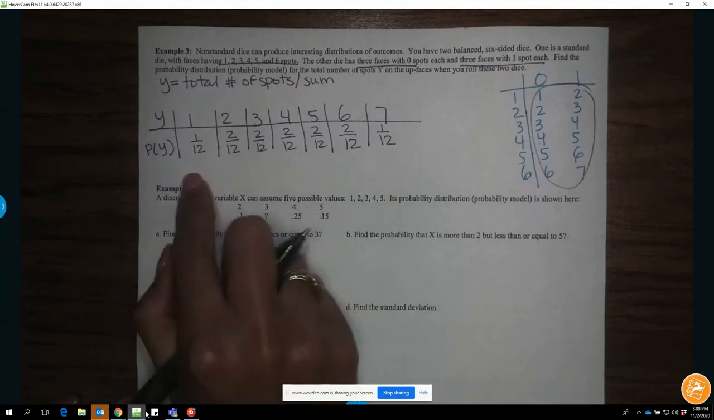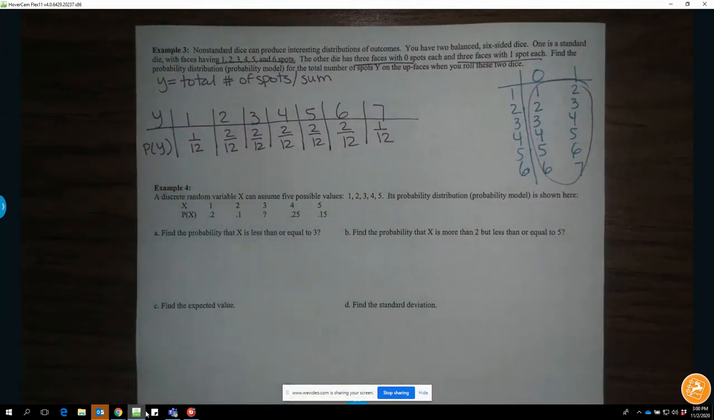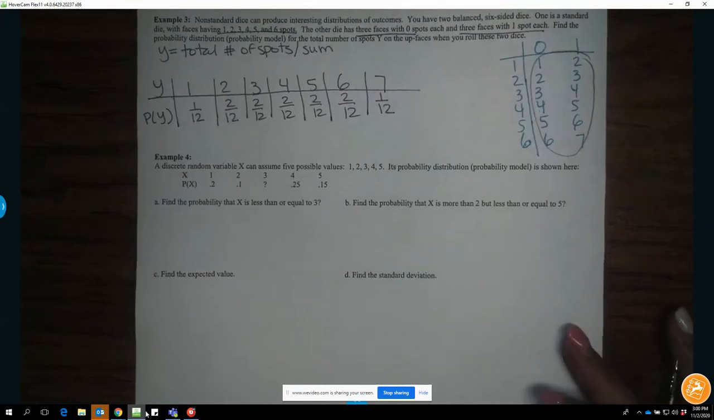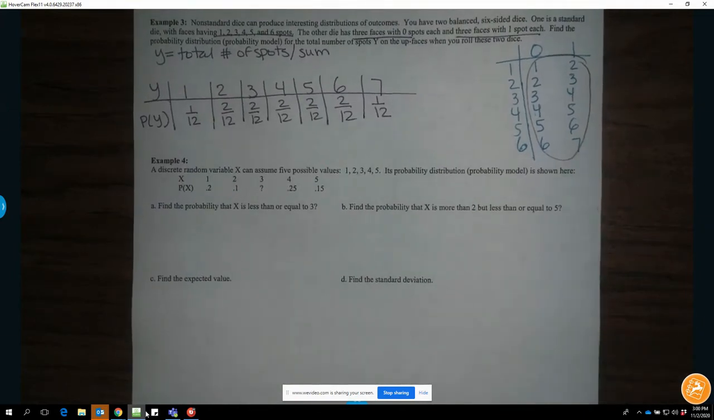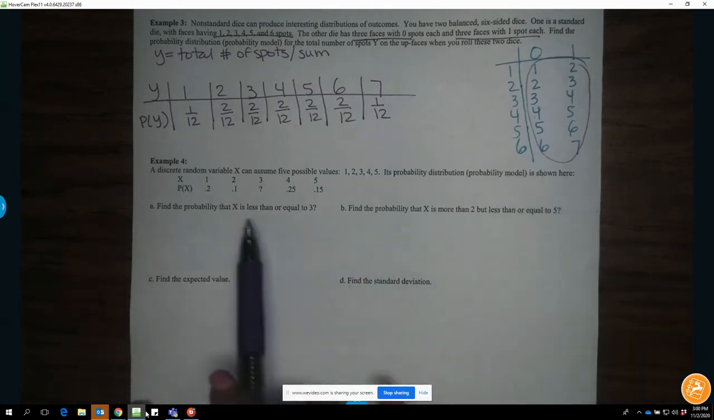Always double check that your probability adds up to 1, because then you kind of know you did it right. And that's how you do example 3. And finally, example 4: a discrete random variable x can assume 5 possible values, so 1 through 5. If the probability model is shown here below, find the rest of the answers.